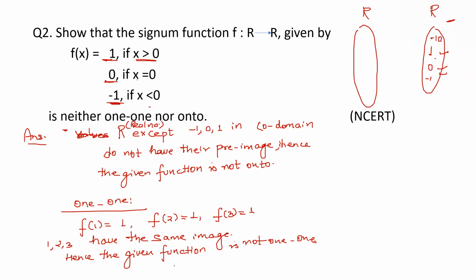Yes, sir. Okay, so for example, Abdul, take f(-10). What's the value of f(-10)? -1. Good. f(-9), what's the answer? -1 again. So we will write that -10 and -9 have the same image. So it is not one-one.